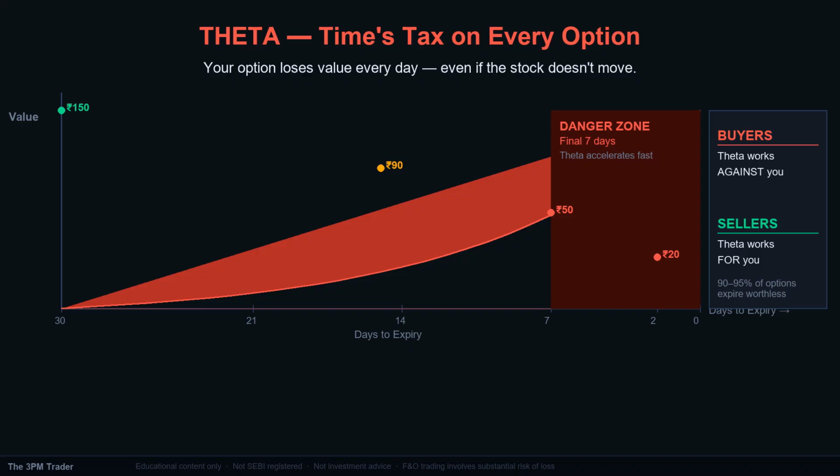This is not random, it is mathematical. Every option has a time value component, and that time value goes to 0 by expiry. The closer you get, the faster it disappears. Theta works against buyers and in favor of sellers. Every day a seller holds a short position, Theta credits their account. Every day a buyer holds, Theta debits theirs. You are not just betting on direction, you are racing against time. Real numbers now.